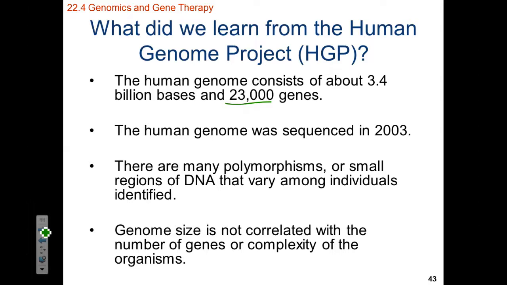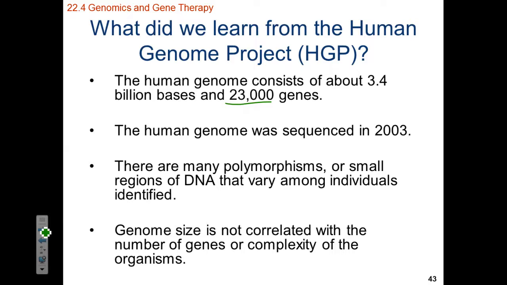The human genome was finished being sequenced in 2003, and since that process was done, we've now started data mining the Human Genome Project. We're now trying to find how genes can change from individual to individual. There are many small changes within the human genome from individual to individual. These are known as polymorphisms within the DNA.